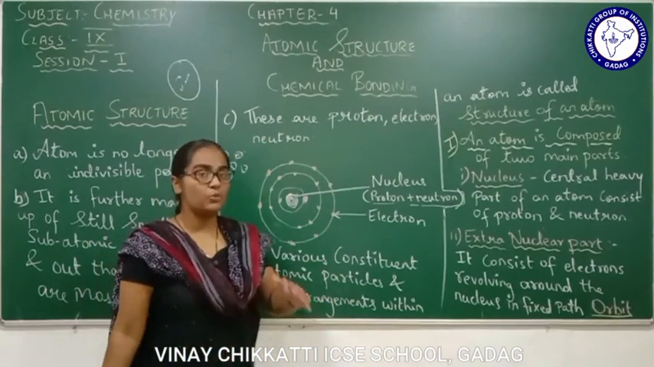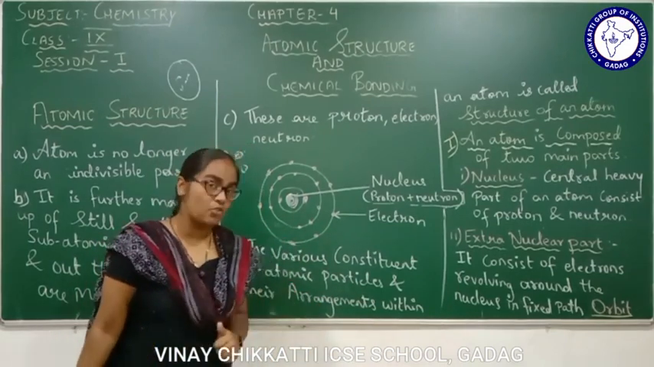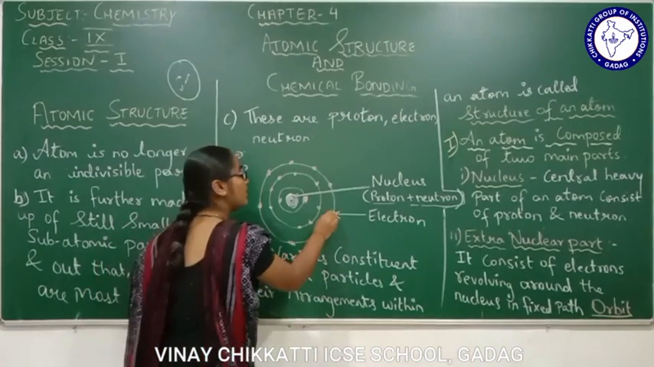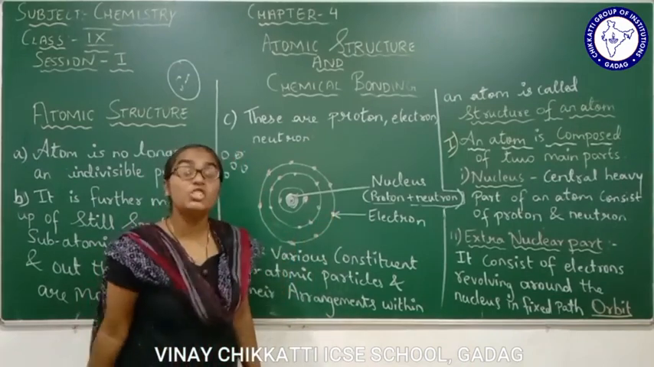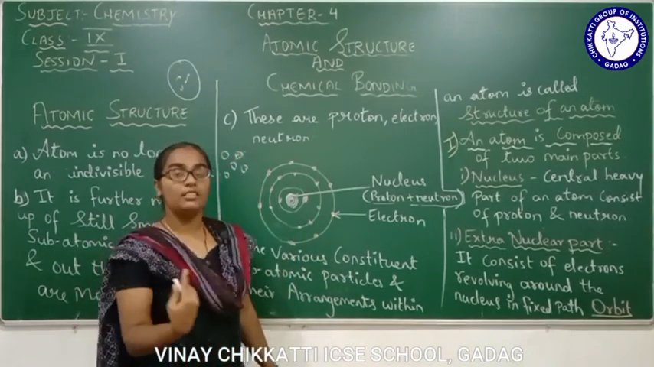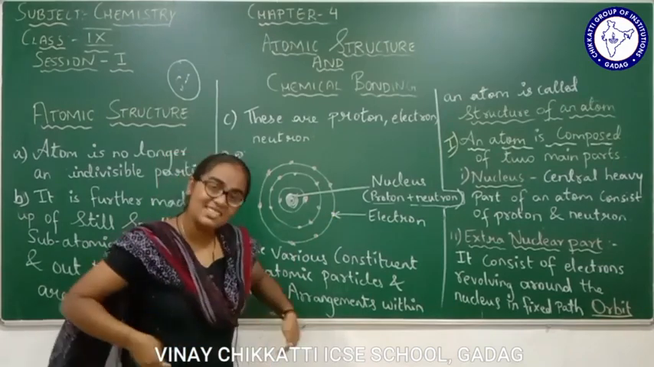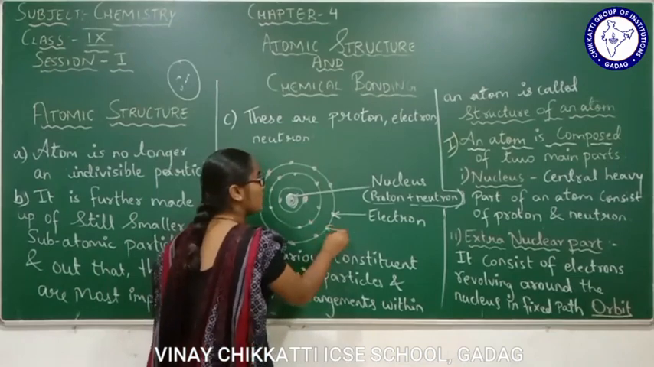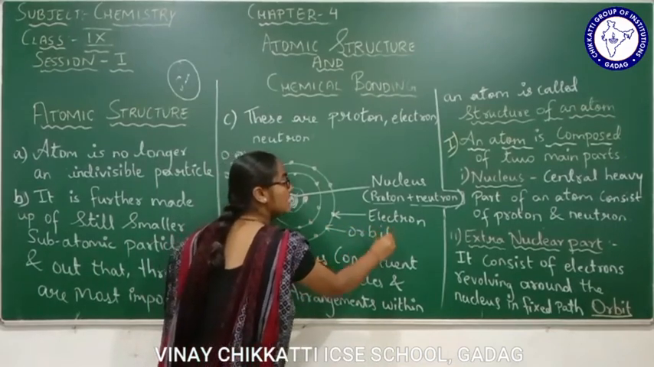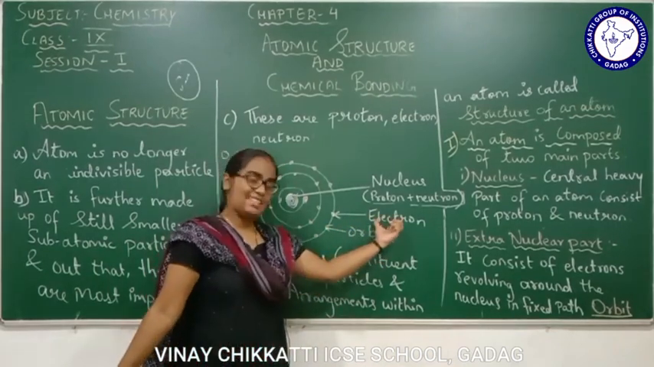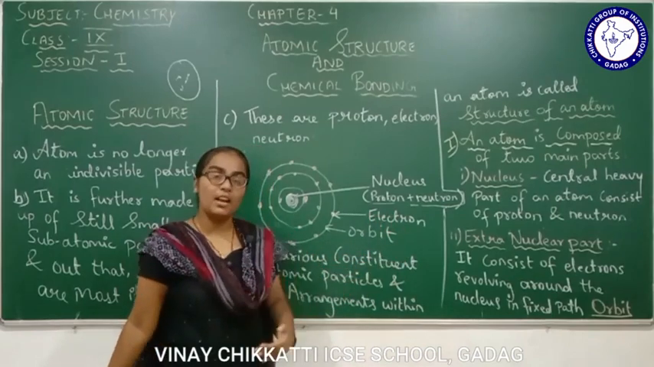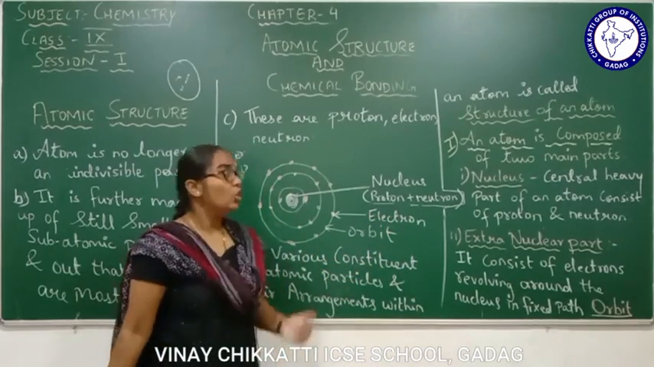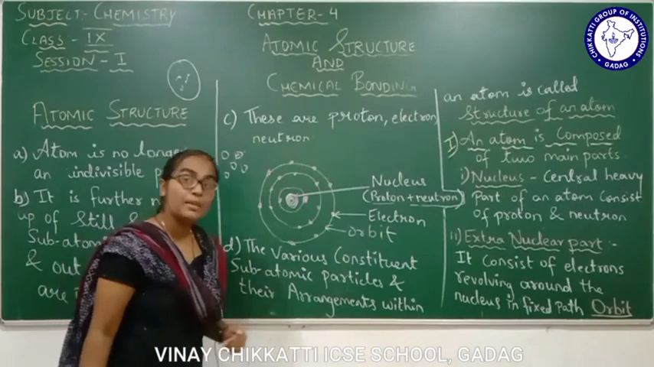Proton and neutrons' location, we got it. Now, what about the electrons? Electrons are this dotted structure which will be revolving or rotating in a certain path. And that path is nothing but called an orbit. In this orbit only, the electron will start revolving around the nucleus. So these are the locations of subatomic particles.